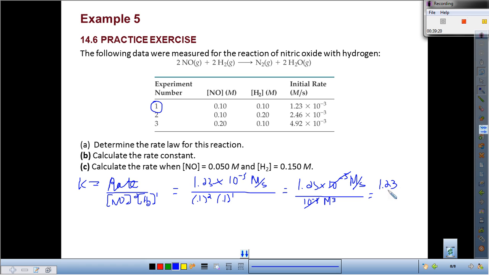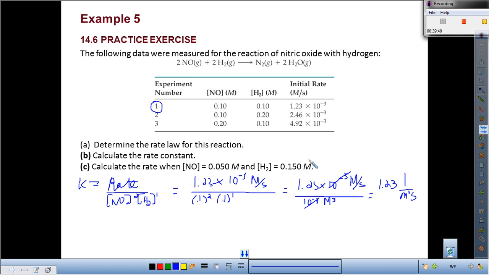And so my K is 1.23. What are my units for K? I have molar per second divided by molar cubed. So that ends up being 1 over molar squared seconds. Now, see how my unit for K was different? Well, it was different in this problem because my orders were different. So you always have to calculate the unit for K.